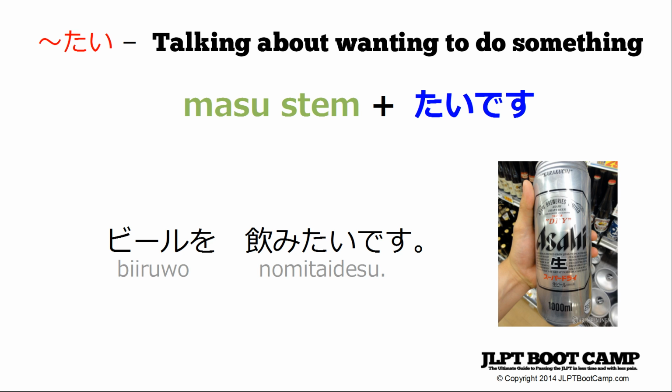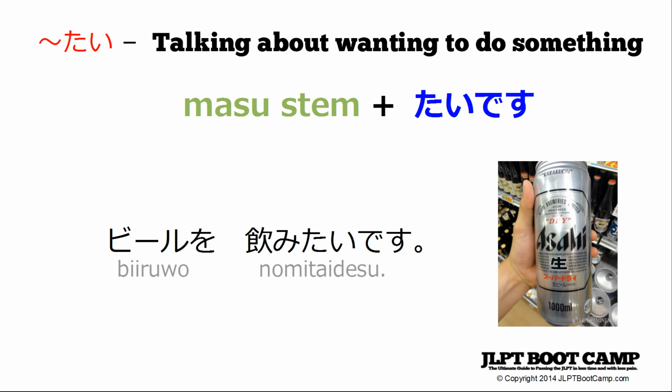But there is technically a different structure that you will learn later, actually at the N4 level, to talk about what other people seem to want to do. Whereas tai is what you want to do. And how you structure this is you take the masu stem plus tai. If you're not familiar with the masu stem, you change the dictionary form. For example, to drink, that's nomu. You change that into the masu form, the polite masu form that you're probably really familiar with.